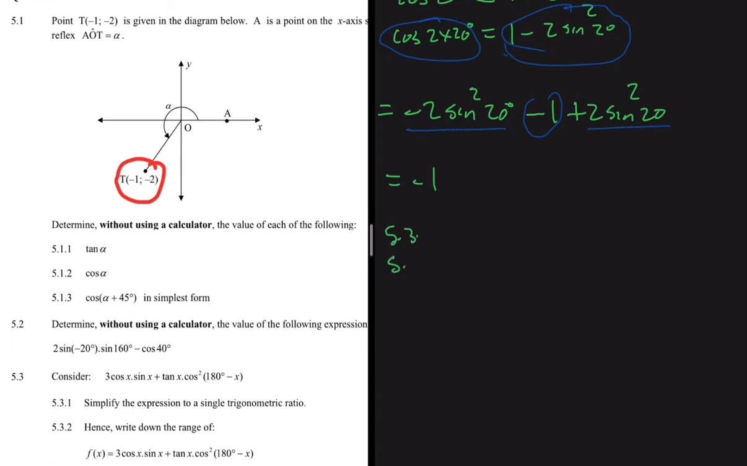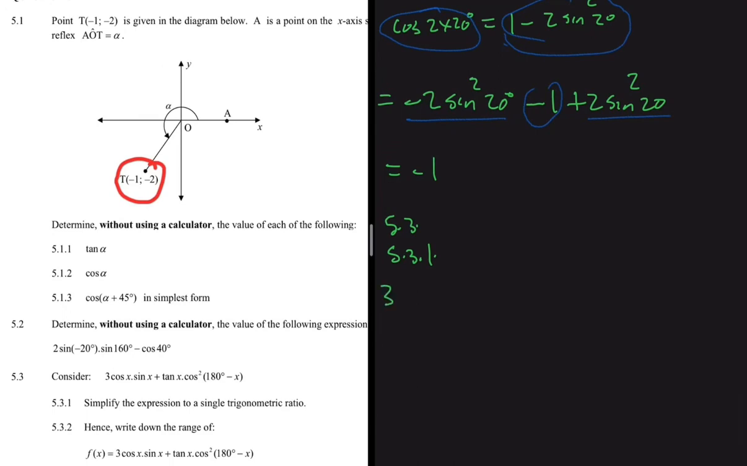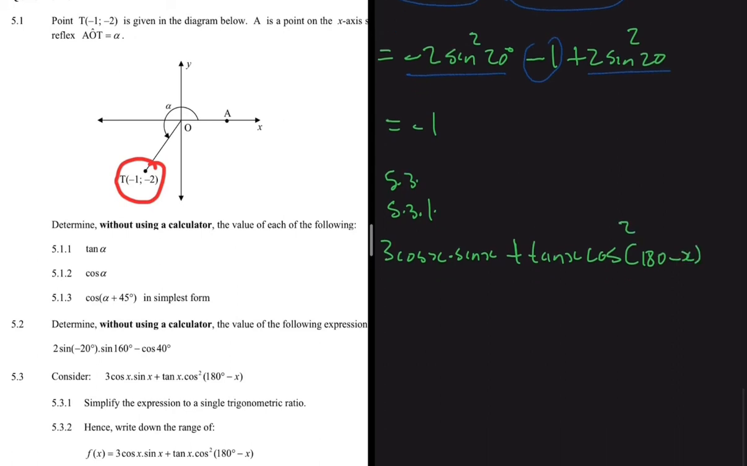5.3 says consider, and we're given an expression, and then we are told to simplify that expression to a single trigonometric ratio. So let's write that expression down. We have 3 cos x multiplied by sine x, and then plus tan x multiplied by cos squared of (180 minus x), right? And then we're supposed to simplify it. So let's see what we can do.